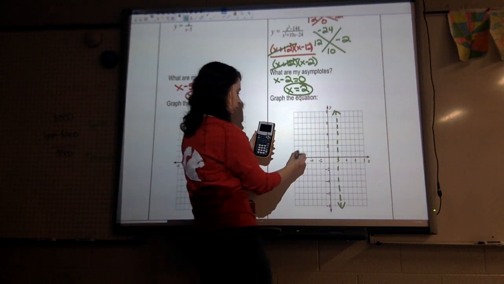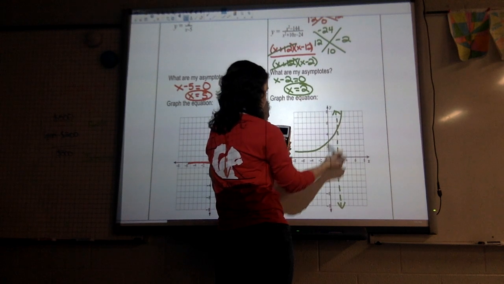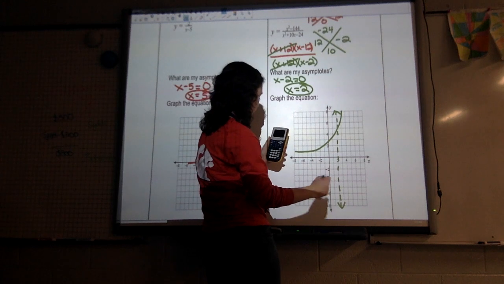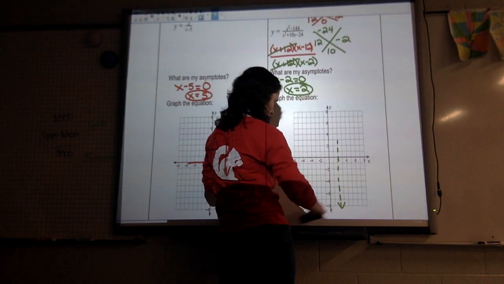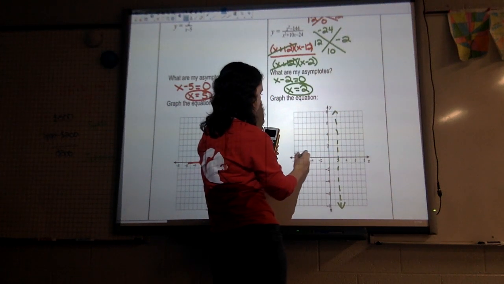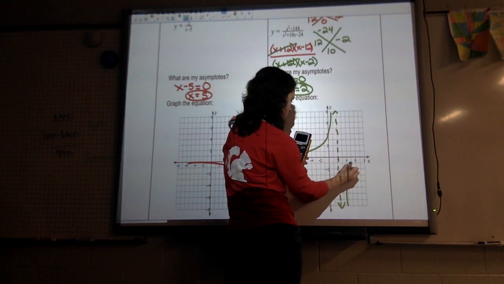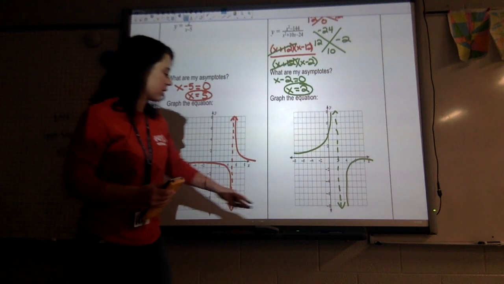So here's what it looks like. It's above the x-axis, and it goes like this. And then, oops, I accidentally went too far there. I should not have crossed that asymptote. I apologize. So it's going to get really close to that asymptote and shoot up. And then the same thing on the other side. This side shoots down. Okay? And there's my graph.